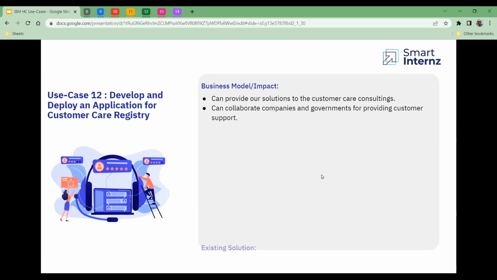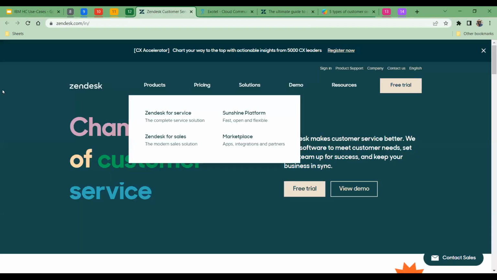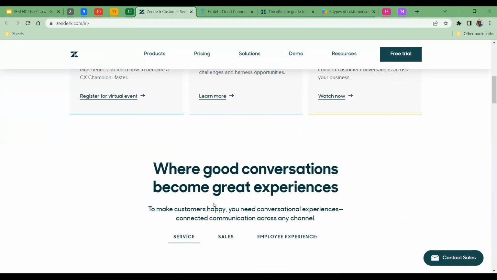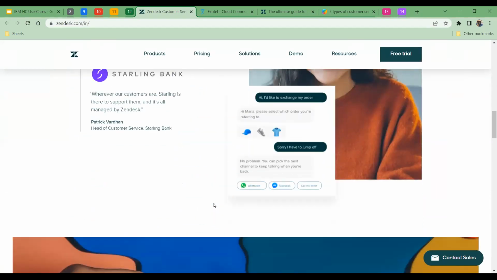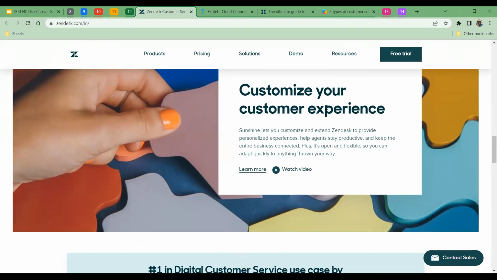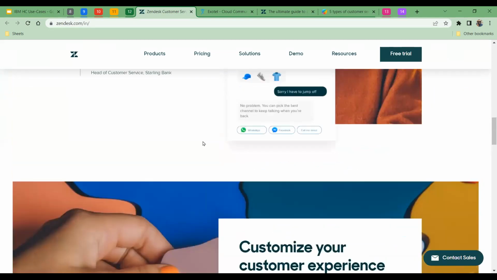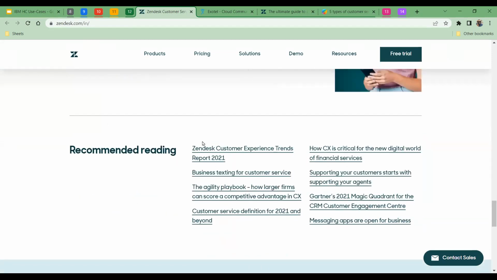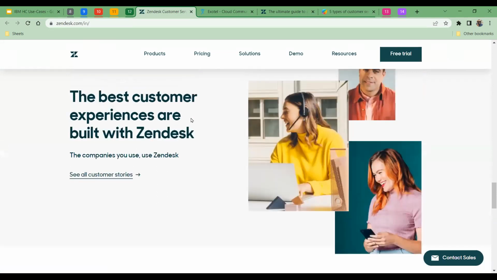Coming to the existing solutions, there are two: Zendesk and Exotel.com. Zendesk is a customer care service, and it's a good one. They made a statement called champions for customer service. They collaborate with a lot of different types of websites, you can customize your experience using Zendesk, and you can list everything. They have many different types of solutions for a best customer experience.